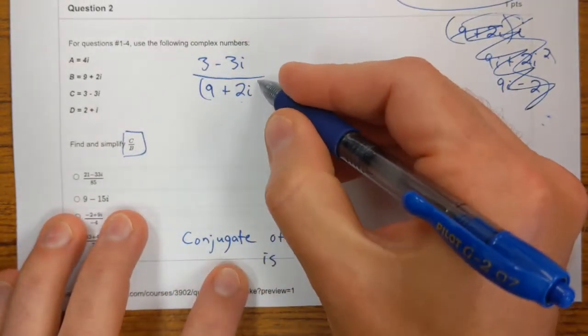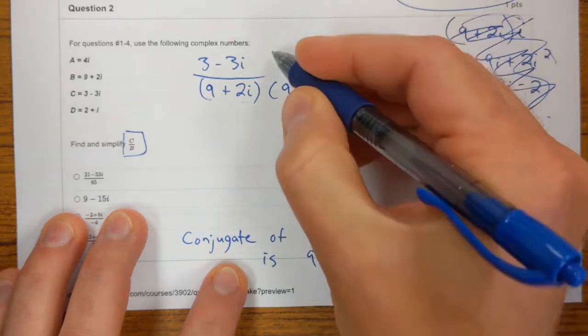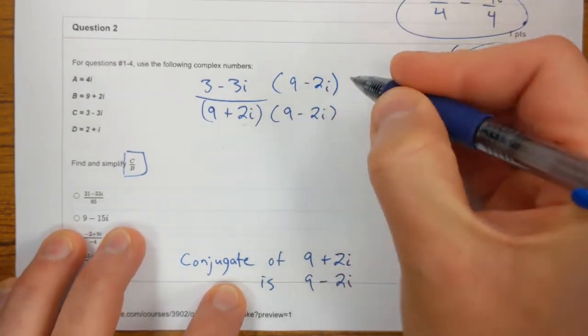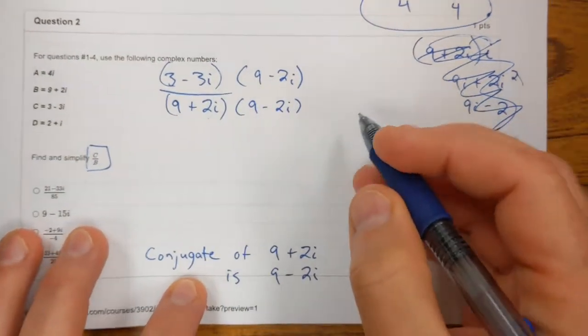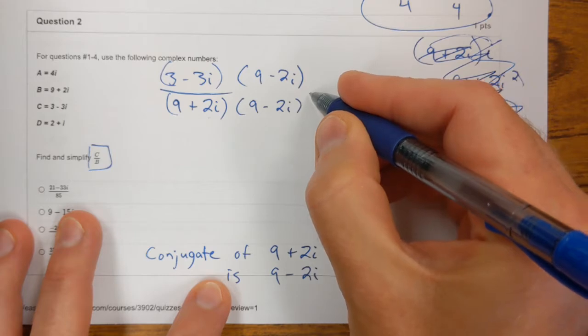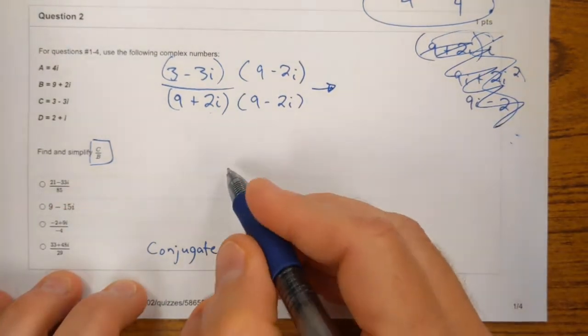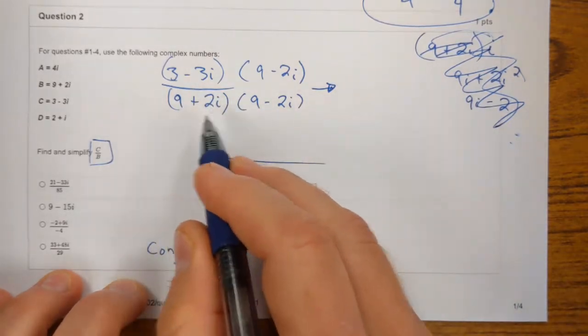If you multiply any complex number by its conjugate, and so I'm going to multiply the top and the bottom of this fraction by its conjugate, 9 minus 2i. But here I'm actually going to start with the bottom first. Watch what happens as we FOIL the bottom, these two conjugates together.